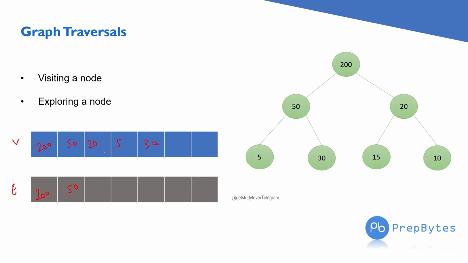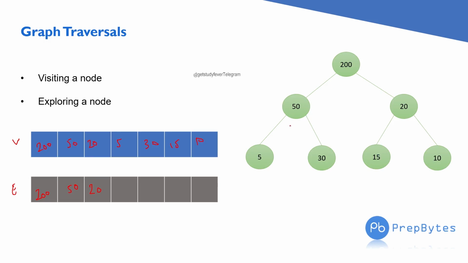When will it be explored? It will be explored when 15 and 10 are both inside my visiting array. That means I have visited all the neighbors of 20, that is 15, 10 and 200. At that time I can say that 20 is now explored. So what is the difference between visiting and exploring? When all the neighbors of a node are visited, at that time the node is explored.